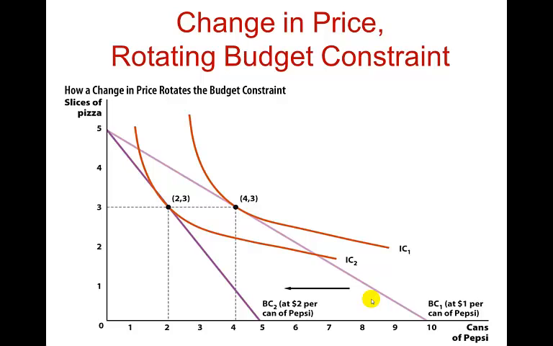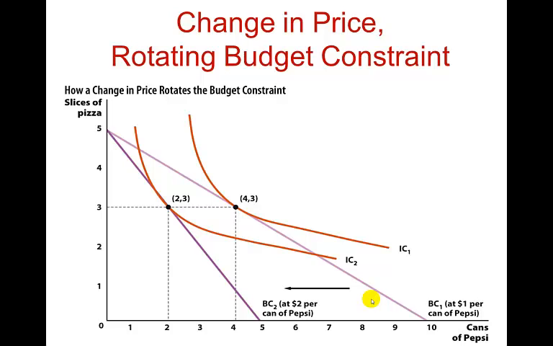Our consumer was consuming 4 cans of Pepsi and 3 slices of pizza. The price of cans of Pepsi increases, and our consumer is going to choose to consume 2 cans of Pepsi and still consume 3 slices of pizza. So this is our end result. But there are a few things going on behind the scenes here with respect to how many slices of pizza the consumer chooses to consume.